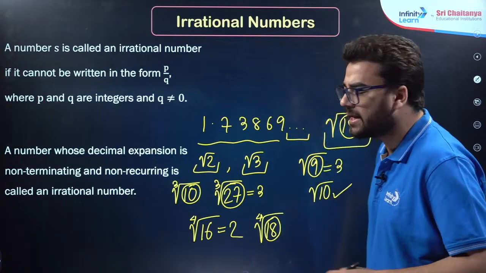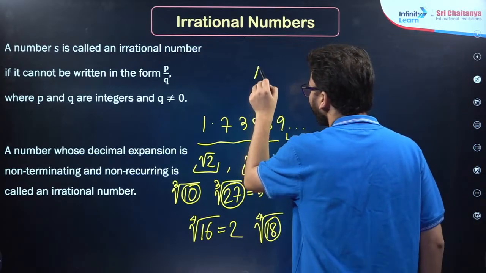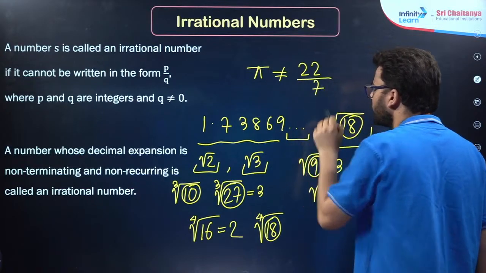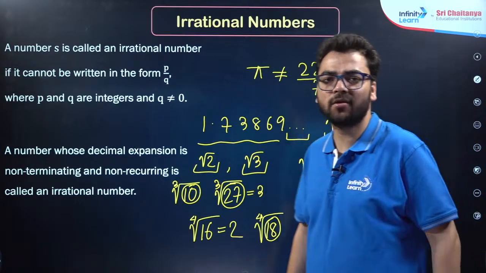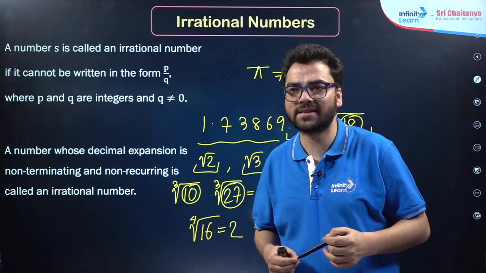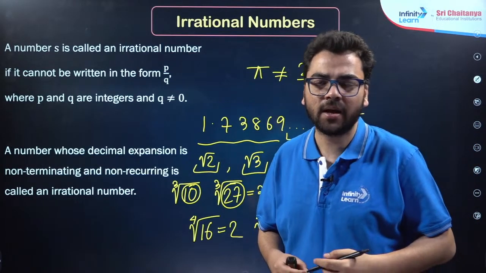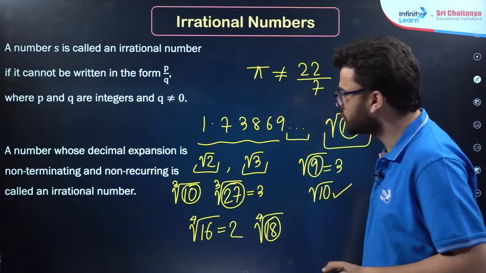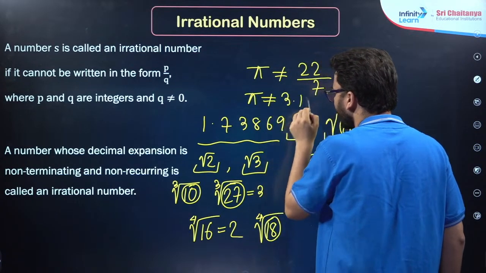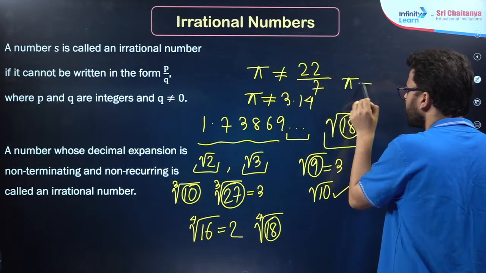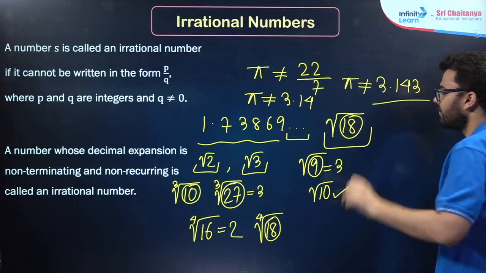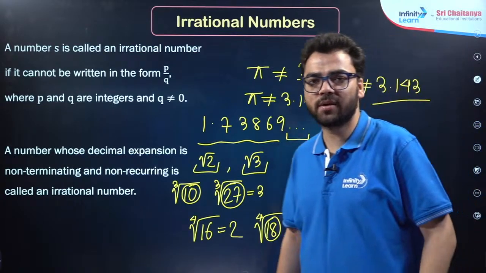Now one more category is, for example, pi. Pi is an irrational number. Pi is not equal to 22 upon 7. 22 upon 7 is just an approximate value of pi for calculation purposes. You can never find the exact value of any irrational number. You can just find their approximate values. Pi is never equal to 3.14. Those are just approximate values. Pi is never equal to 3.143 and so on. These are just approximate values of pi for calculation purposes.